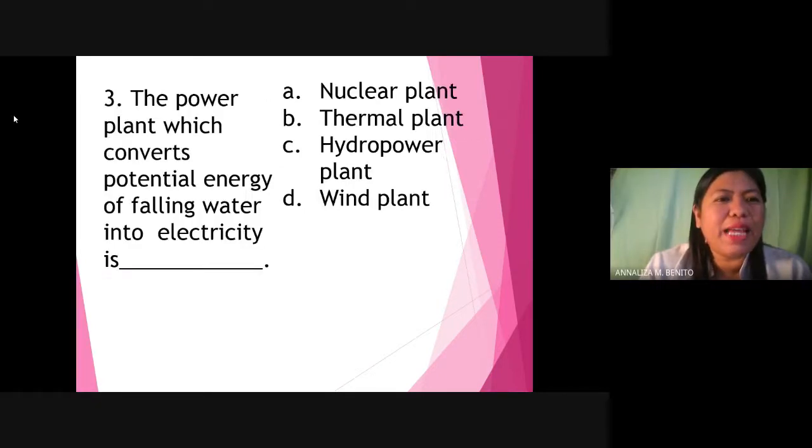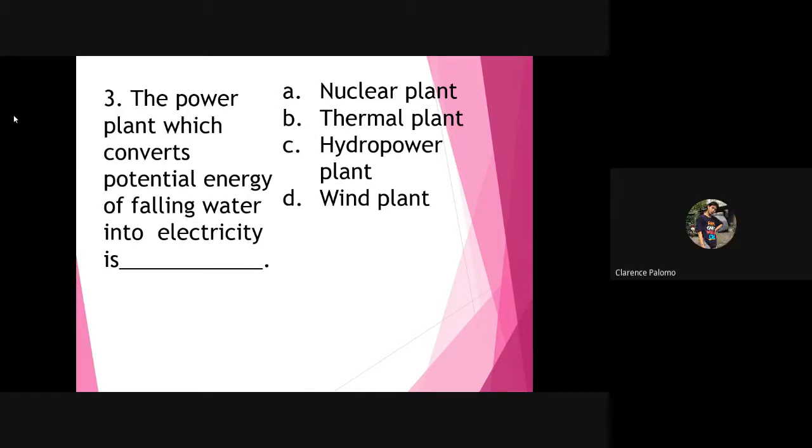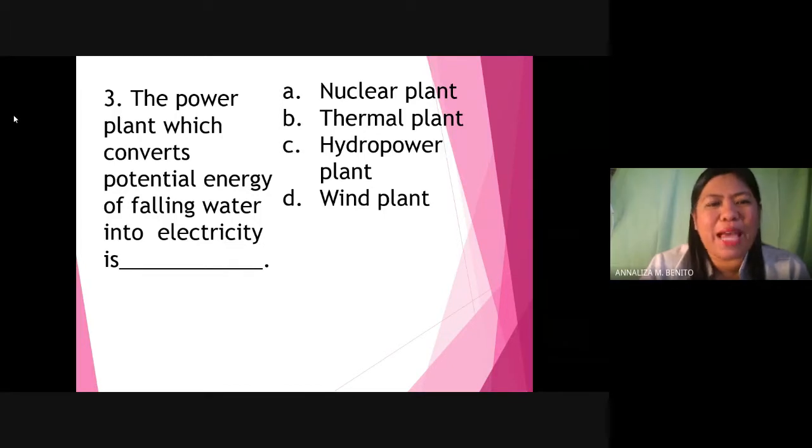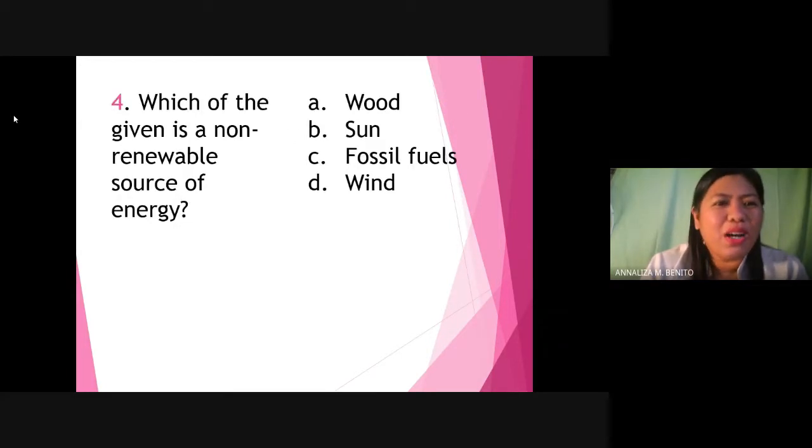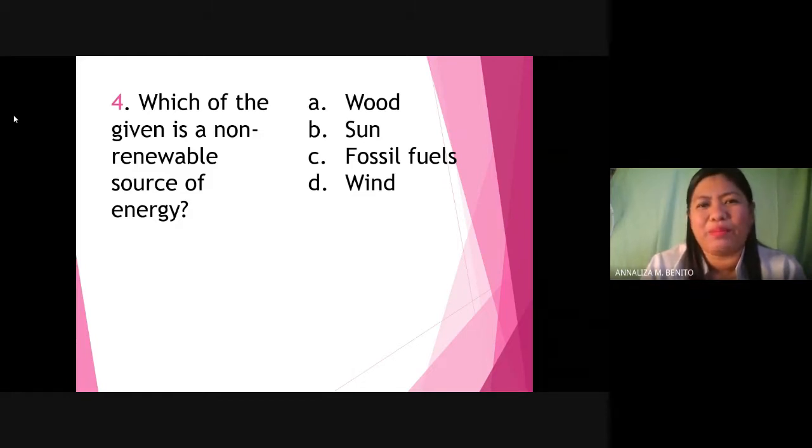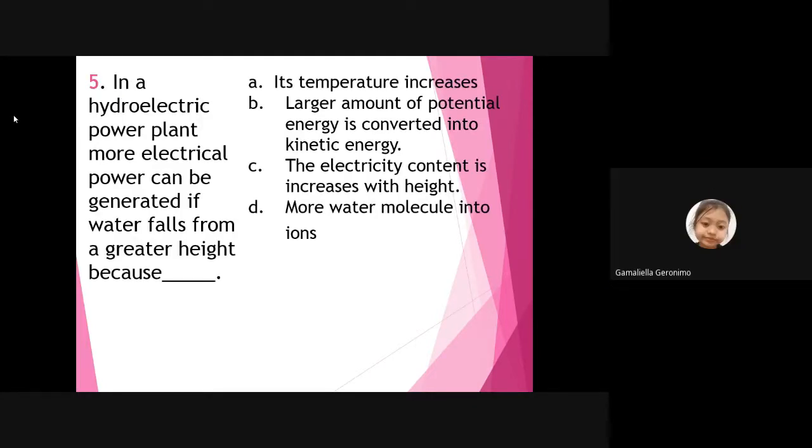Next is the power plant which converts potential energy of falling water into electricity. What is the answer? C. Alright, very good. C, hydropower plant. Okay, next, which of the given is a non-renewable source of energy? C. Alright, very good class. Okay, number 5, what is the answer?